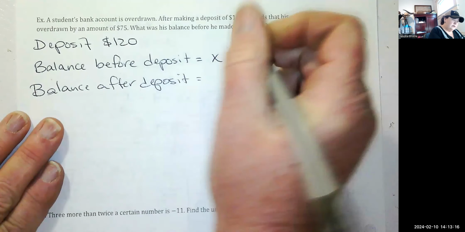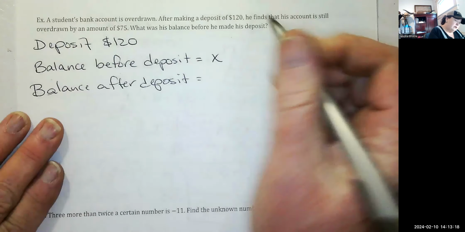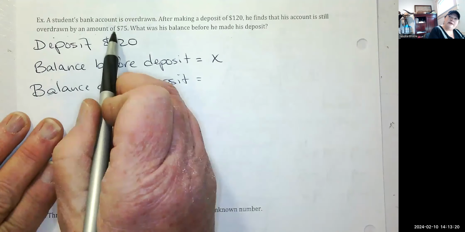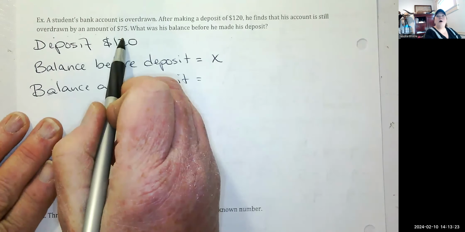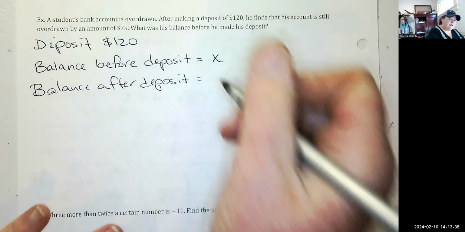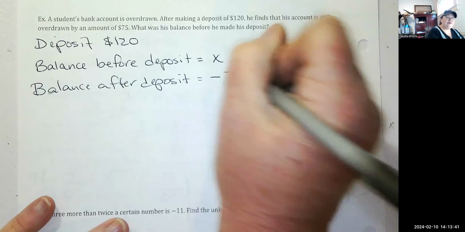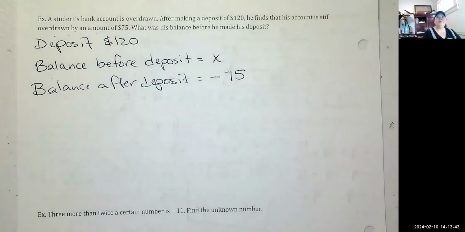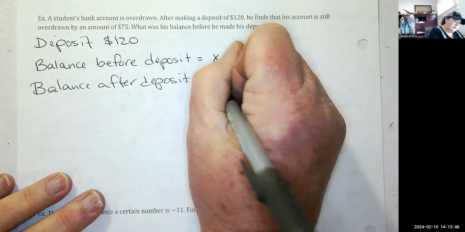Deposit is overdrawn by an amount of 75. Well, if I write just 75 for balance after deposit, then that would mean he has $75 in his account. But if he's overdrawn by $75, that means he still owes the bank $75. He's still short $75. So that has to be a negative. It's still overdrawn.